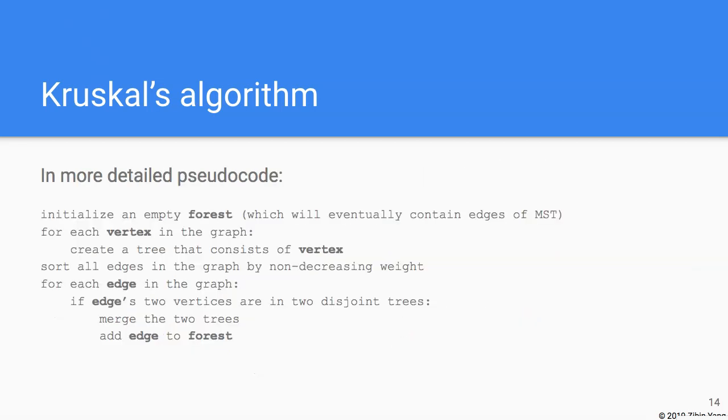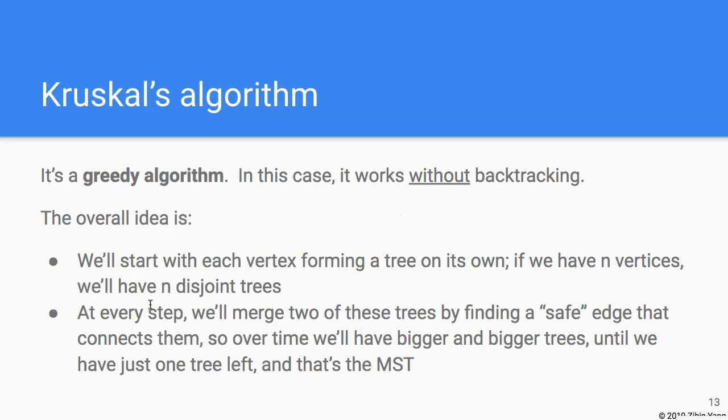In a little more detail, this is the pseudocode. The first step we do is initialize an empty forest. This forest will keep getting edges put in it, and eventually it will contain all the edges that form the minimum spanning tree. The next step is that for each vertex in the graph, we'll create a tree that contains just that vertex. That is the initialization step that we do here.